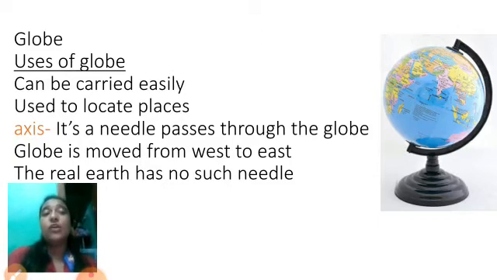So therefore, what we have done is, for our convenience, we have modified this globe. This globe represents the earth. It is nothing but a small model of the earth. This globe tells us where the oceans are, where the continents are, what the shape of the continents is, and islands, etc. And it is used to locate places, and it can be easily carried. Small globes can be easily carried.